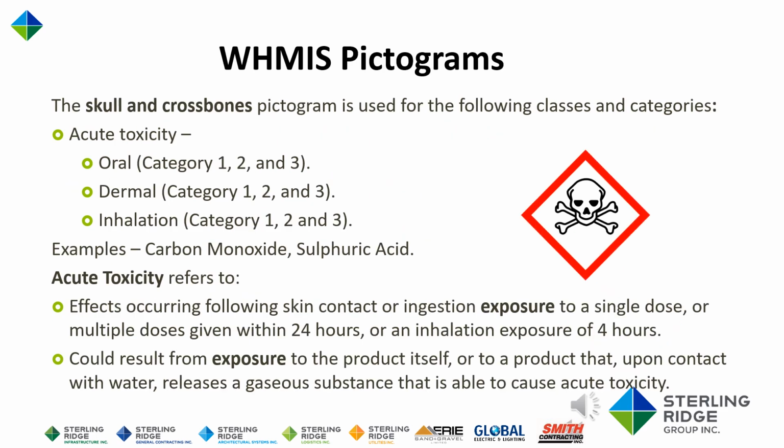The skull and crossbones pictogram is used for the following classes and categories. Acute toxicity. Oral, Category 1, 2, and 3. Dermal, Category 1, 2, and 3. Inhalation, Category 1, 2, and 3. Examples: carbon monoxide, sulfuric acid. Acute toxicity refers to the effects occurring following skin contact or ingestion exposure to a single dose or multiple doses given within 24 hours, or an inhalation exposure of 4 hours.